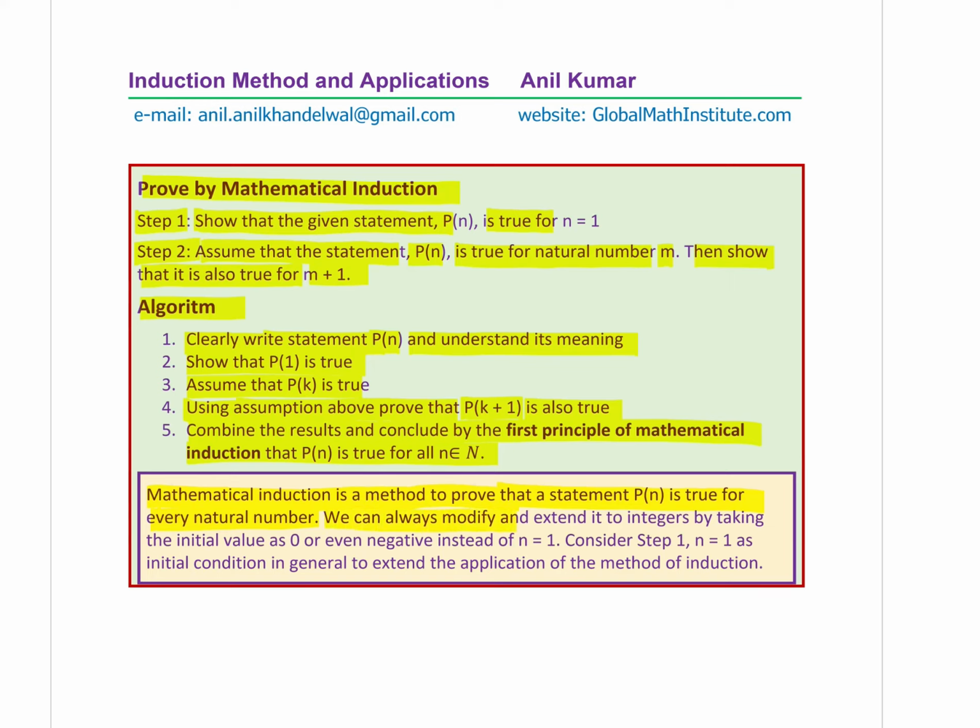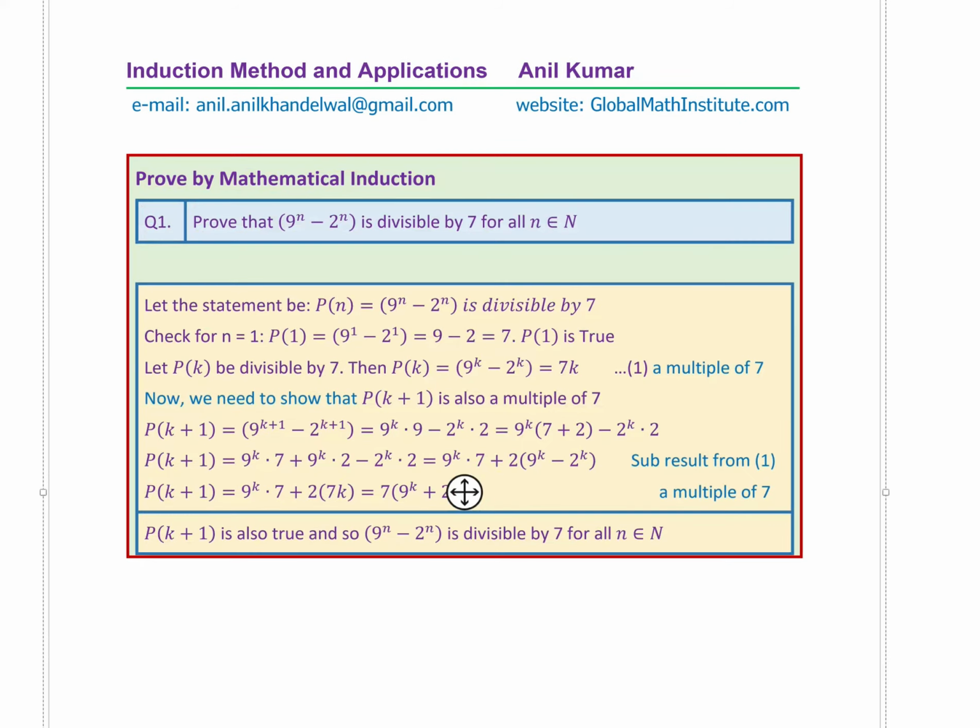We can always modify and extend it to integers by taking the initial value as 0 or even a negative number instead of n equals 1. Consider step 1, which is n equals 1, as the initial condition in general, to extend the application of the method of induction. So if you need to, you could actually do that sometimes, but carefully. Now let's take up the examples and see how to apply this algorithm.